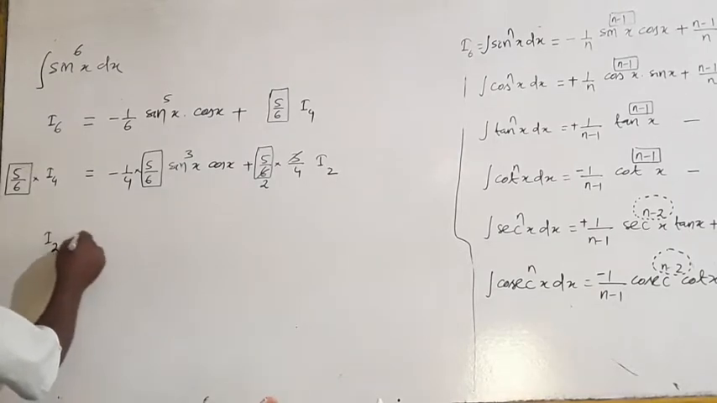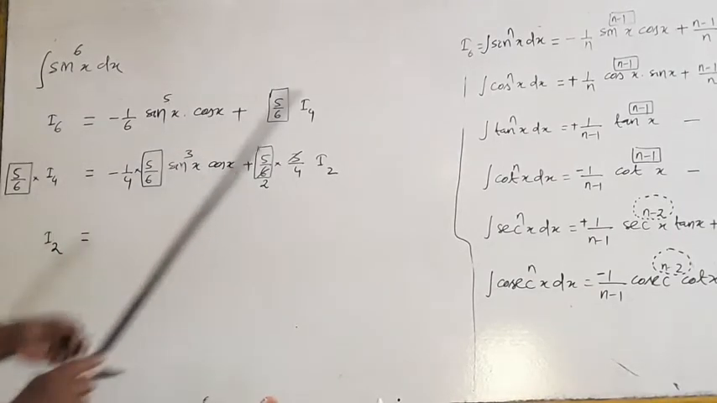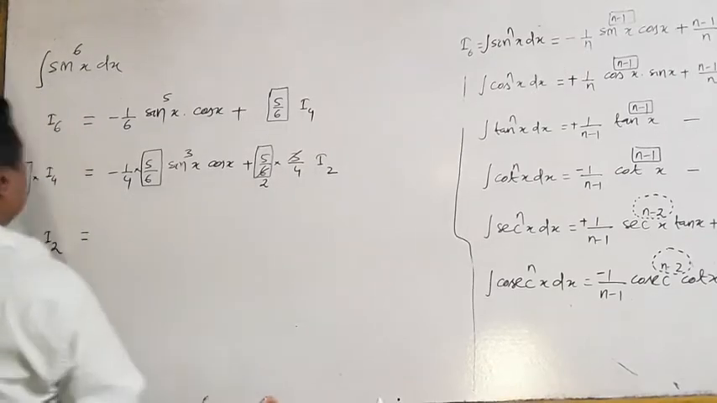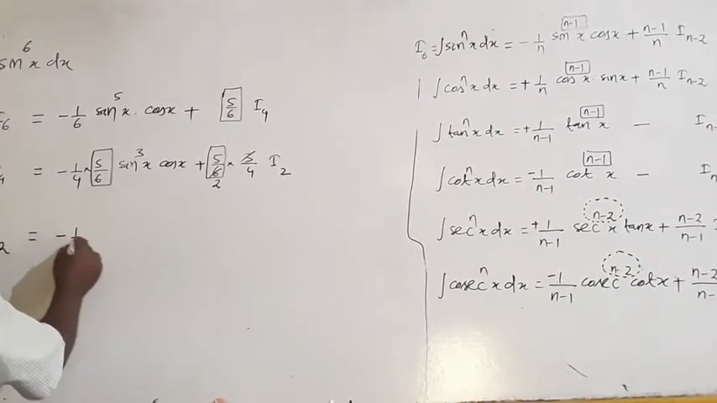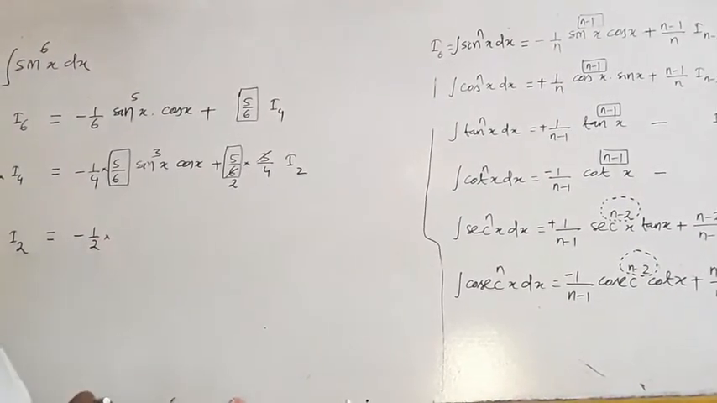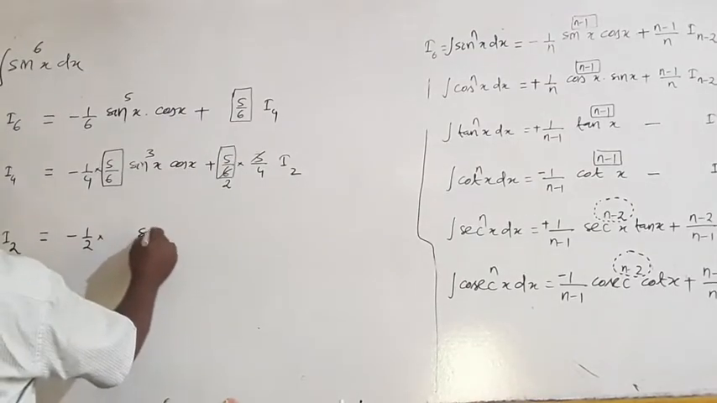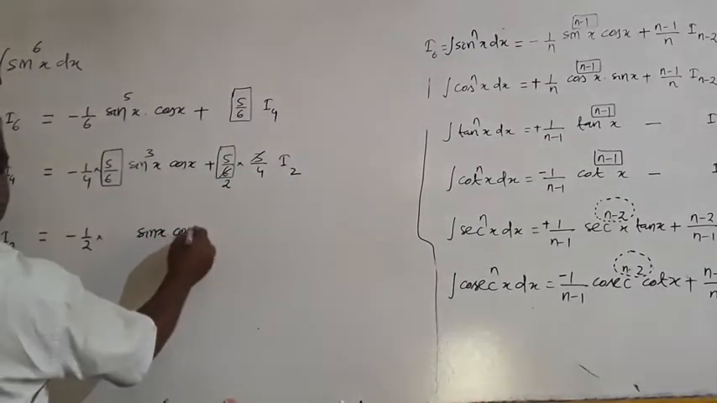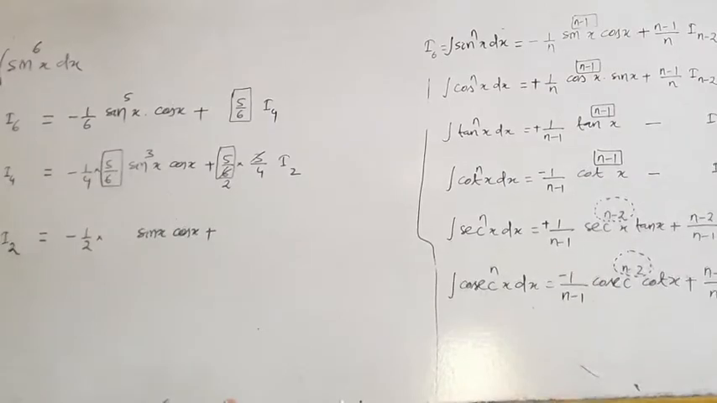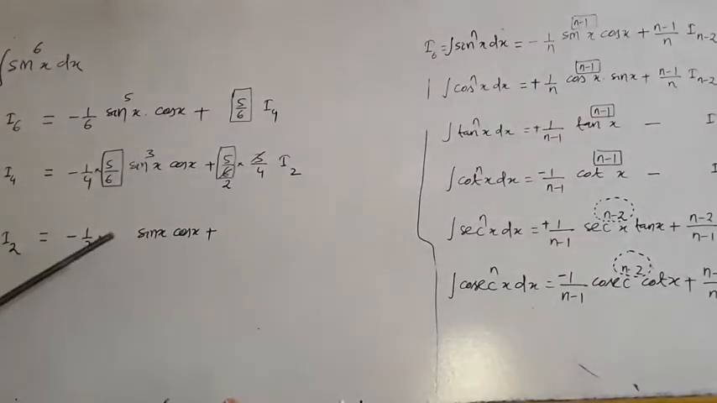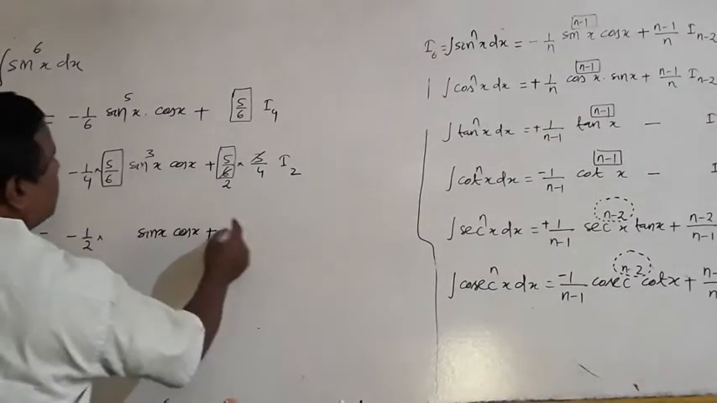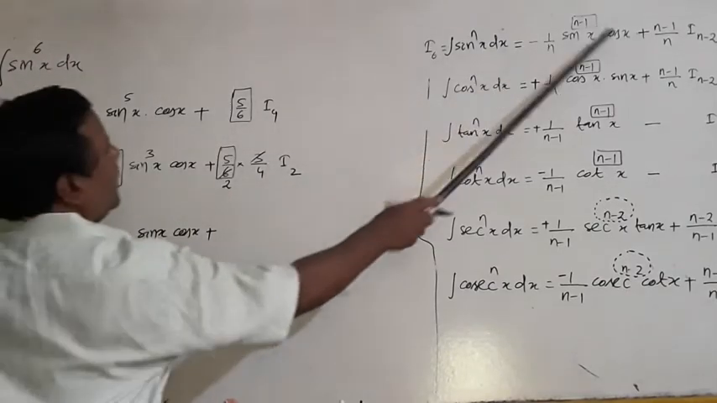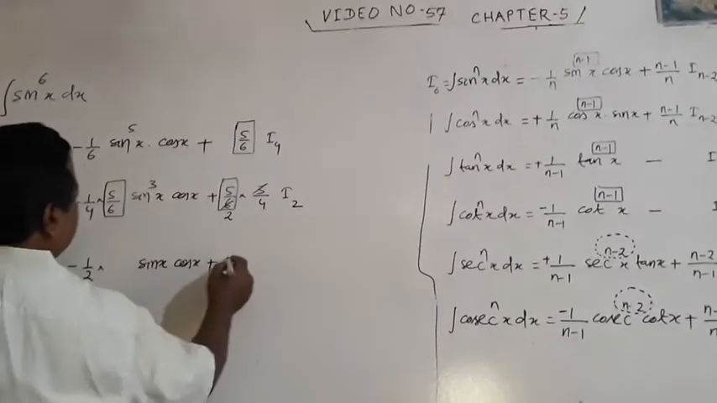Now write here I2. What is I2? I2 is minus 1 by 2, give a gap, then write sin x cos x plus n minus 1 by n, that is when you put 2 it is 2 minus 1, that is 1 by 2.